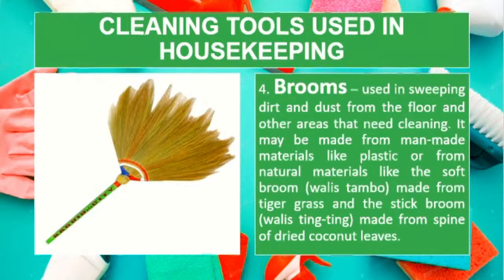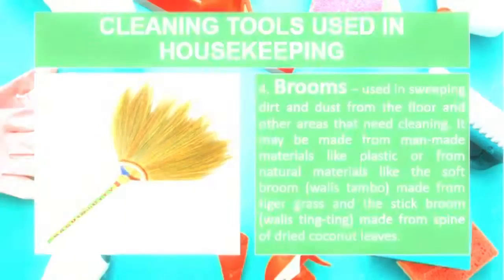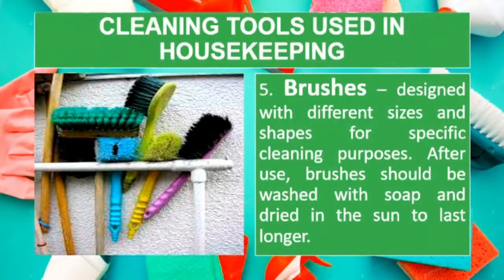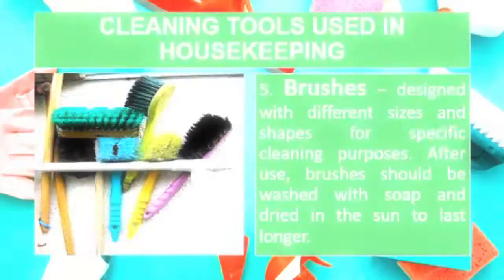It may be made from man-made materials like plastic or from natural materials like the soft broom or walis tambo made from tiger grass and the stick broom or walis tingting made from the spine of dried coconut leaves. Brushes. Brushes are designed with different sizes and shapes for specific cleaning purposes. After use, brushes should be washed with soap and dried in the sun to last longer.